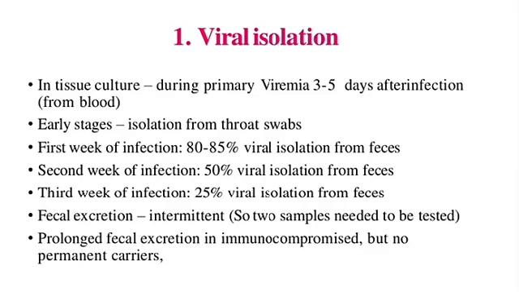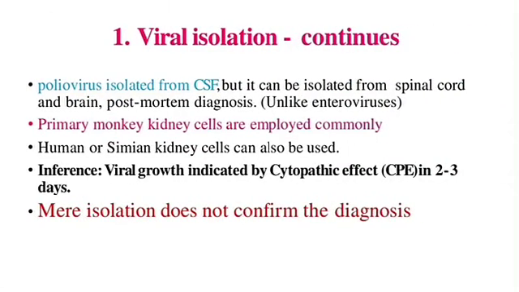In the first week of infection, there is nearly 80 to 85% viral isolation from the feces. In the second week, nearly 50% viral isolation from the feces. In the third week, nearly 25% viral isolation from the feces. Fecal excretion is likely intermittent, so 2 samples need to be tested. There is prolonged fecal excretion in the immunocompromised, but no permanent carriers are available. The poliovirus can be isolated from the CSF, and also from the spinal cord and the brain. Postmortem diagnosis is by isolating the virus.